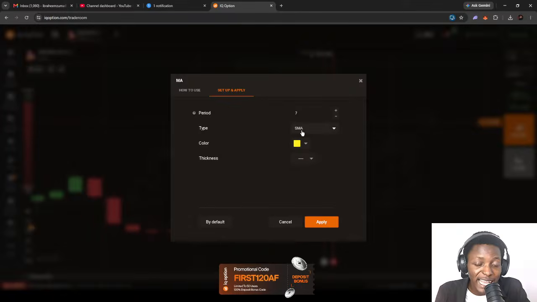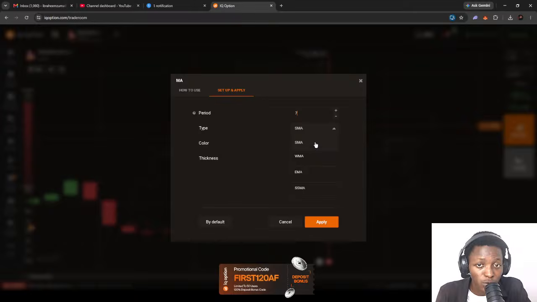And this is an SMA, so you are already familiar with an SMA, which is a simple moving average. So we're going to change it to the exponential moving average. Here's the weighted moving average. We're not going to use that. Here's the simple moving average. We're not going to use that either. And here's the smooth moving average. We're not going to use that either. So we're going to use the EMA.